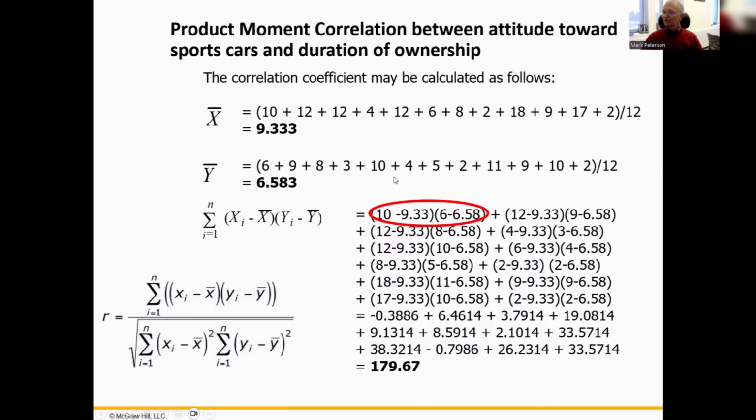We're going to replicate that for the next respondent who has 12 for X and 9 for Y, and we're just going to continue that loop pattern here, summing all those cross product terms until we get this value here of 179.67. This is for our numerator.